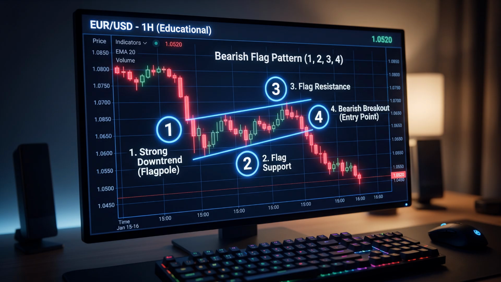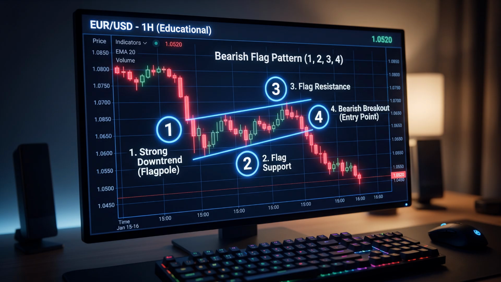The flag, consolidation phase. Highlighting steps 2 and 3, the host explains the flag, or consolidation phase. That breath the market takes is the flag itself. After a huge drop, some sellers take their profits, and some buyers step in thinking the asset is cheap. This causes the price to slowly drift upwards in a tight channel. The host points to circle number 2, the flag support, noting that this bottom blue line is the floor. Every time the price hits it, it bounces up slightly.